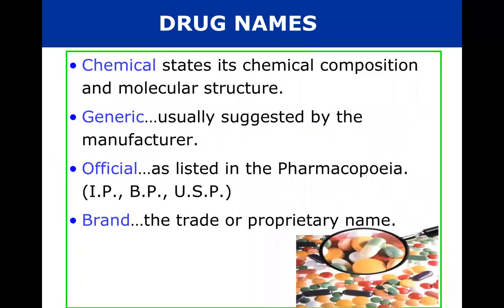Each drug has several names. First, the chemical name, which states its chemical composition and molecular structure. And there is the generic name, which is usually suggested by the manufacturer. The official name is as listed in the Pharmacopoeia, which they call the drug constitutions. Brand is the trade or proprietary name.